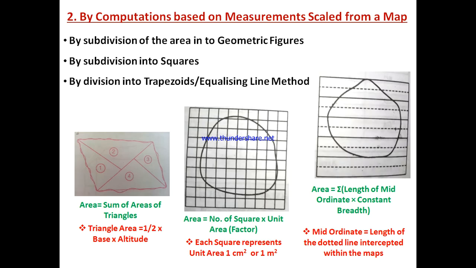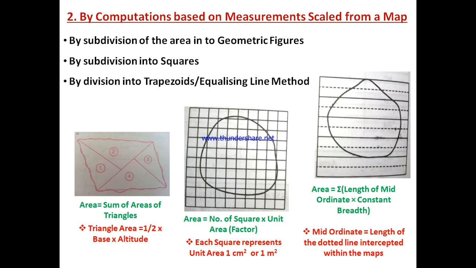Now the second method is based on measurements scaled from a map. In this particular method we just need to divide the whole area into subdivisions. These subdivisions could be any type of geometrical figure, either a triangle, a square, a rectangle, anything. The second one is subdivision into squares. If I am dividing it into squares, then I need to calculate the value of each square.